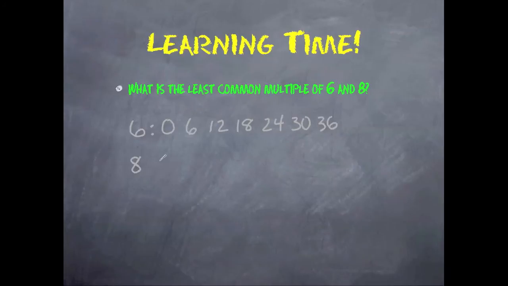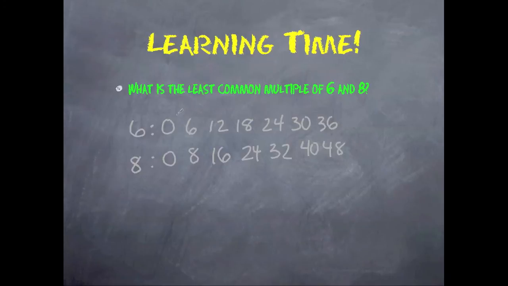So let's list a few multiples for 8. 8 times 0 is 0. 8 times 1 is 8. 8 times 2 is 16. 8 times 3 is 24. 8 times 4 is 32. 8 times 5 is 40. And 8 times 6 is 48.